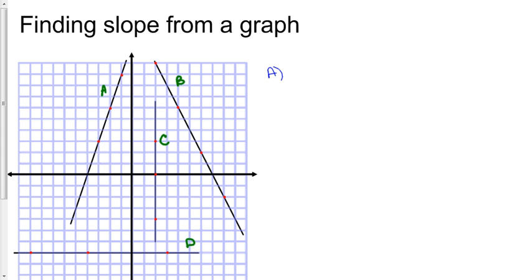So I've gone through already and marked a number of different locations on the line. And from any one of those points to another, I'm simply going to count. How much do I rise up? In this case, I'm going to go up 3. And how much do I run over? In this case, a positive 1. And so the slope of line A would be a positive 3 over positive 1, or I can simplify that just down to 3.